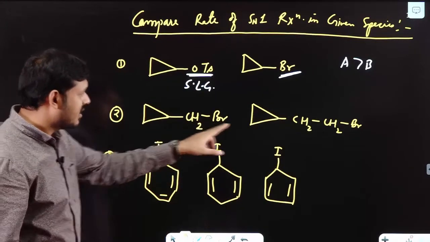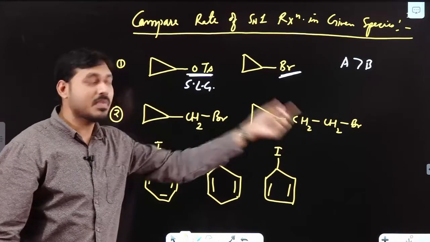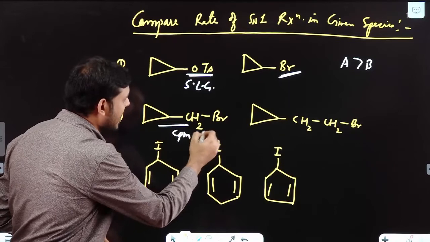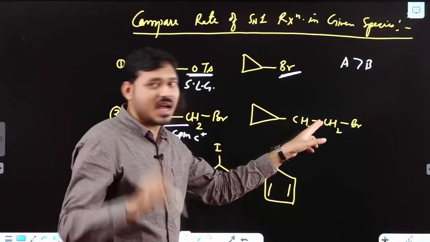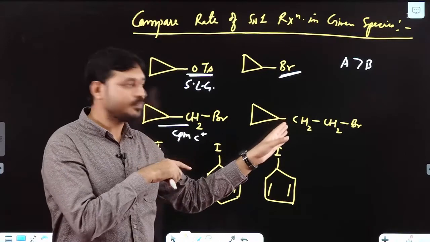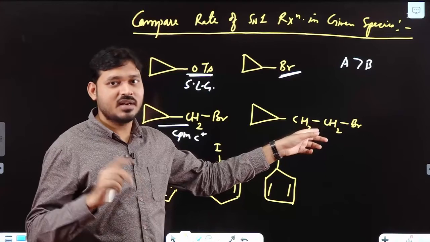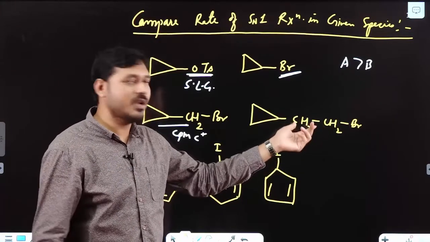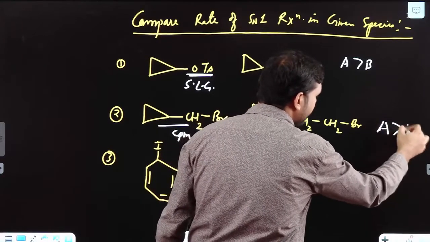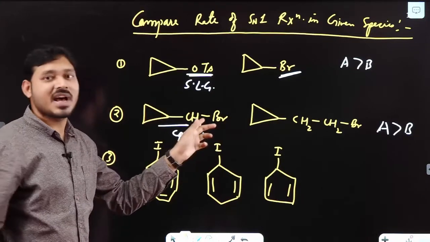Now CH2Br, CH2Br. See, here the leaving group is the same, but the carbocation is different. It will form the CPM carbocation, and this is a primary carbocation. After rearrangement, definitely it will form the CPM carbocation, but before that it will be a 1 degree carbocation, that is not stable, so it will not have a higher rate of SN1. So you can say A greater than B. In the earlier case it was about the leaving group; here it is about the carbocation generated.